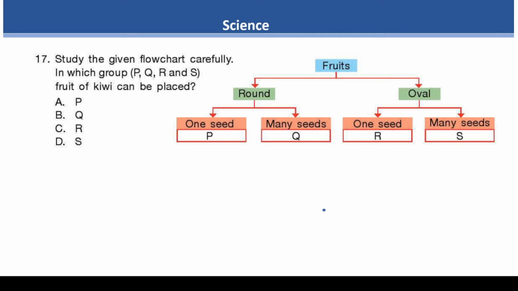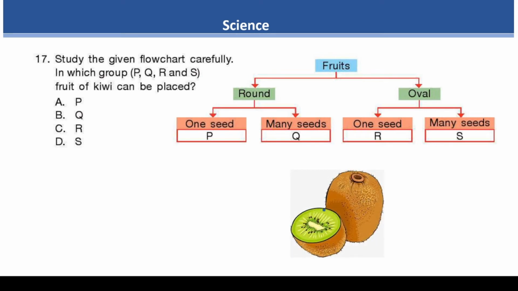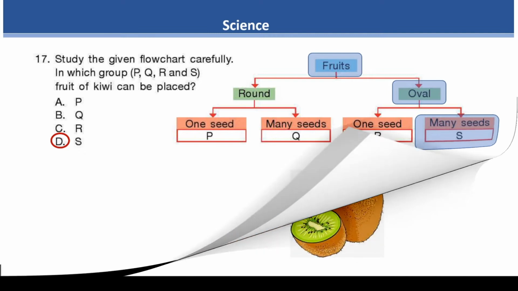Okay, so let's first visualize how kiwi looks. So kiwi first of all is a fruit, so we will enter the flowchart. This is oval, so we will go to the right hand side and it has many seeds. So it's a fruit which is oval and has many seeds, so it falls under option D, S.